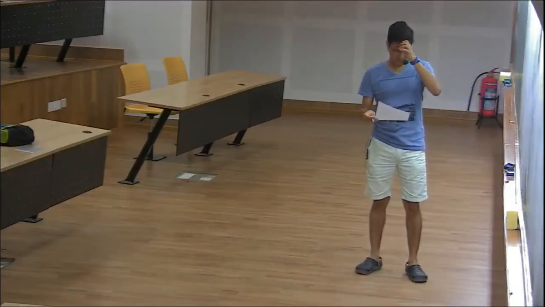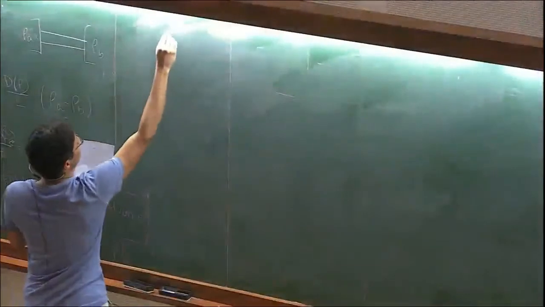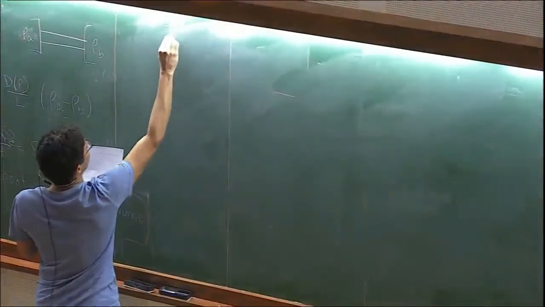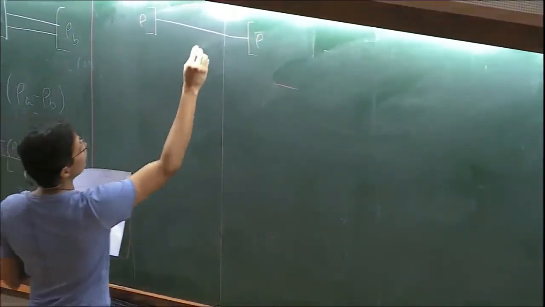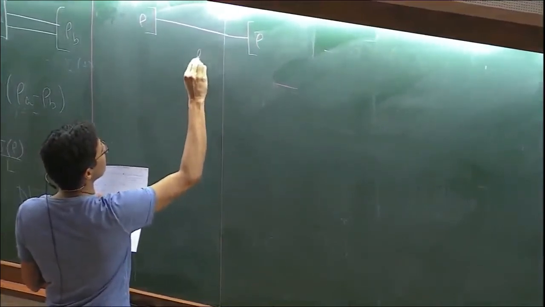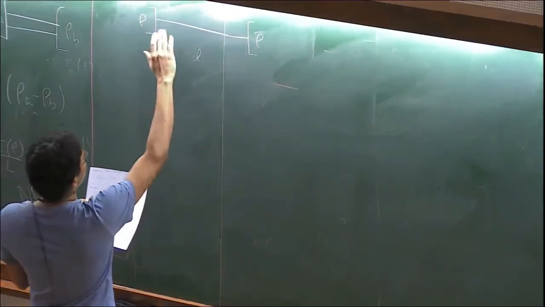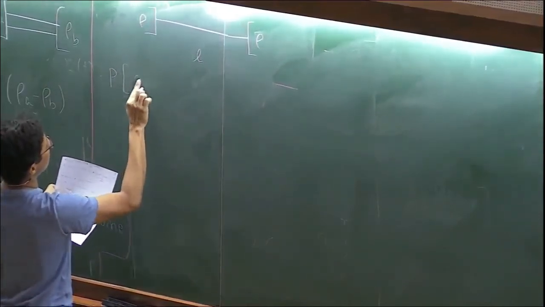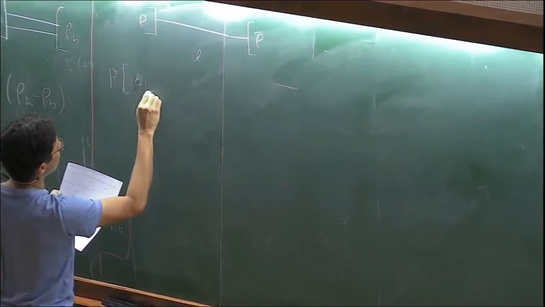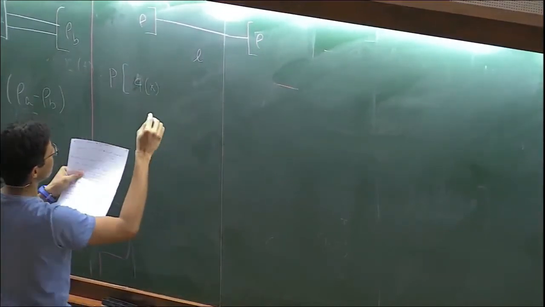Okay. So now I have this picture in mind. I'm taking the system, coupling at the same density at the two ends. My total system size is small l. And I want to look at what is the probability distribution of seeing a density fluctuation Q of x.